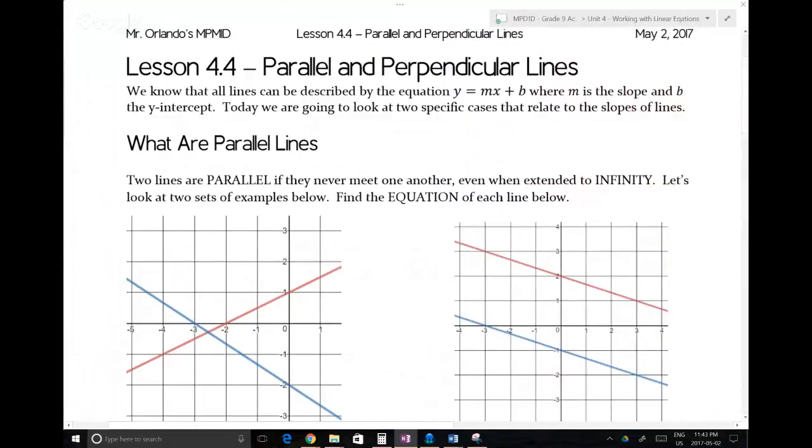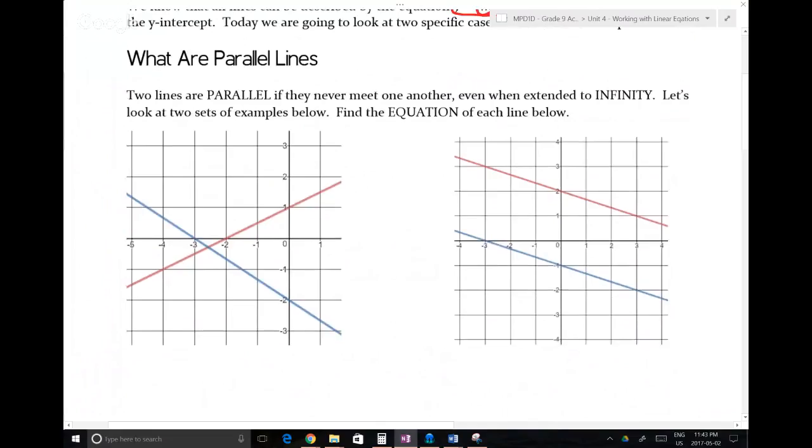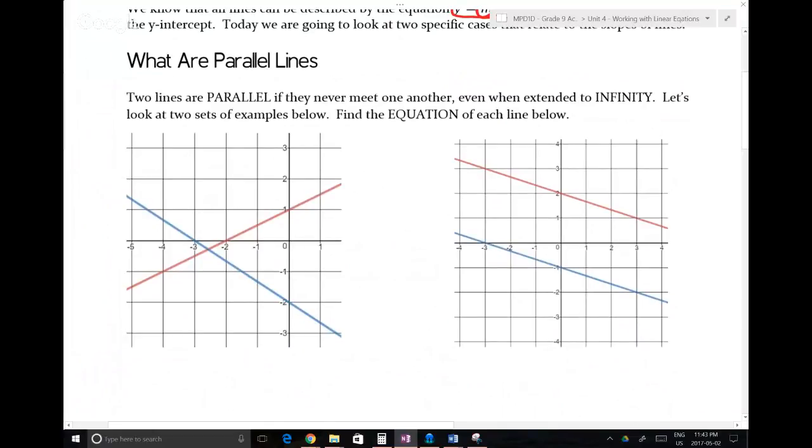The whole idea with parallel and perpendicular lines is that today we're dealing with different special cases related to different lines and how the slopes relate to one another. First we're going to talk about parallel lines. Two lines are parallel if they never meet one another, even when extended to infinity. So two lines that run beside one another in such a way that they never meet.